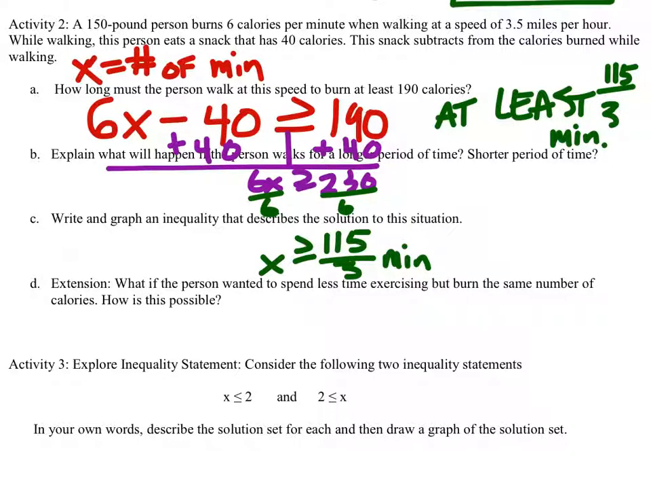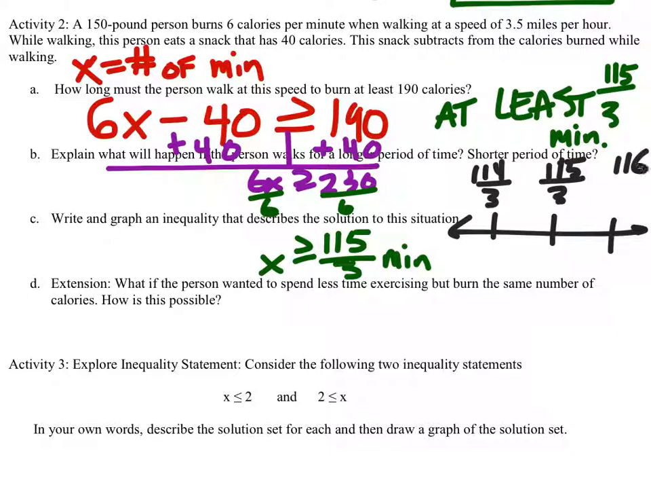Alright, so we'll make a graph for ourselves, and we only need 3 values on this. This is 114 thirds in minutes, 115 thirds, and then 116 thirds. At 115 thirds, open or closed circle? Well, this is equal to, so it can equal that, so it'll be closed. Does it eat the x? Yes, it does, so it goes to the right. There we go, and that would be the graph.